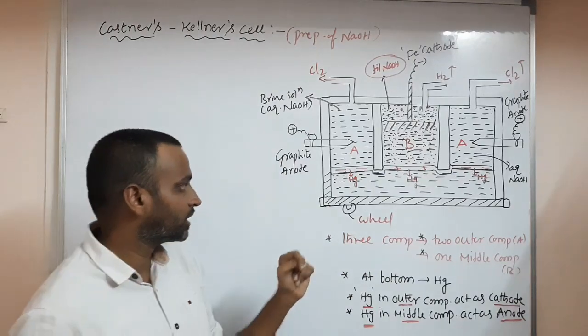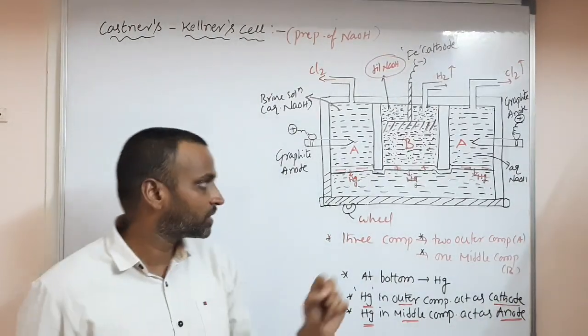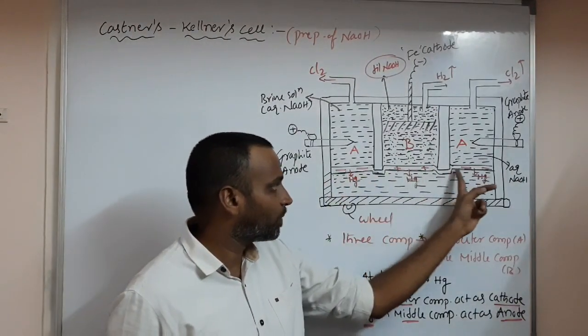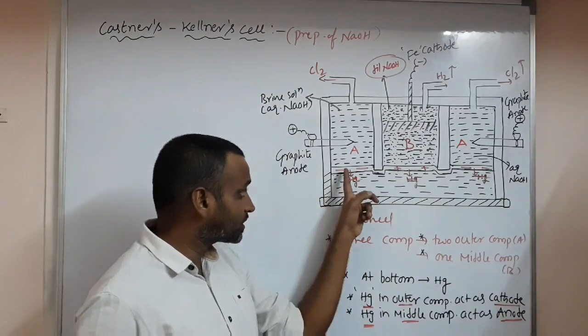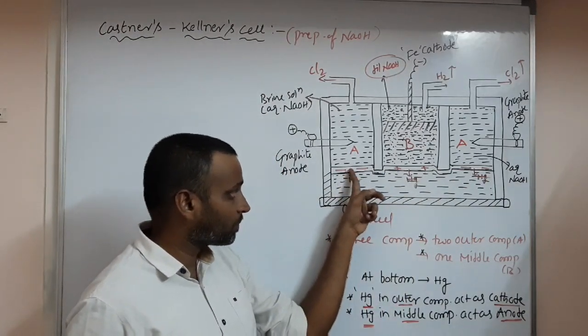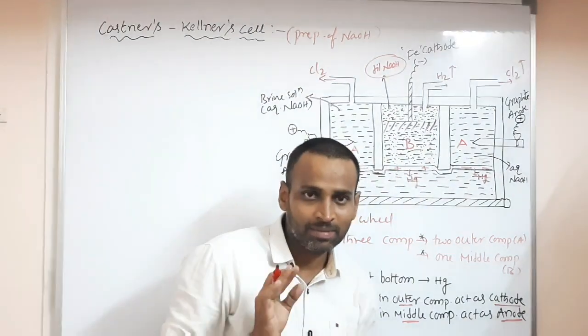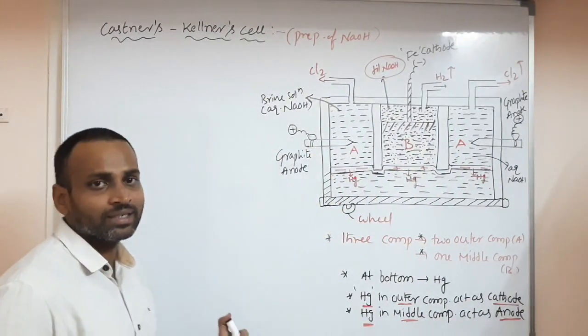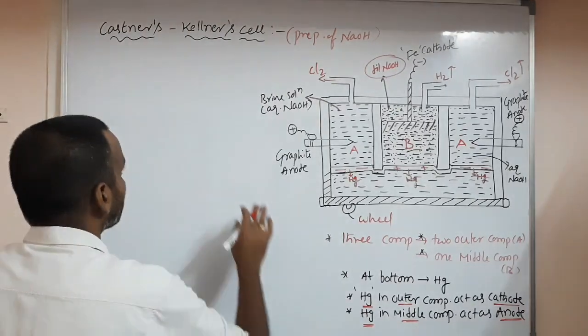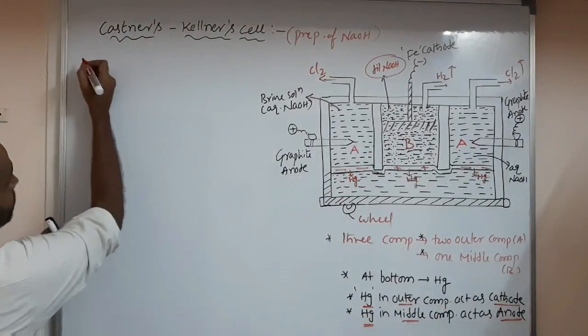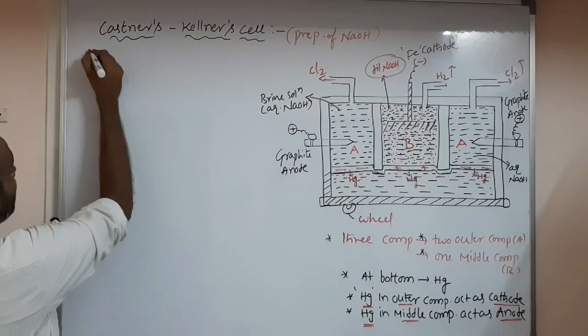And one more important thing I clearly mentioned. Mercury you have in this pipe. Mercury serves as a cathode in the outer compartment. Mercury acts as an anode in the middle compartment. And this is the best method. Okay, the Castner-Kellner method is the best method for the preparation of sodium hydroxide.